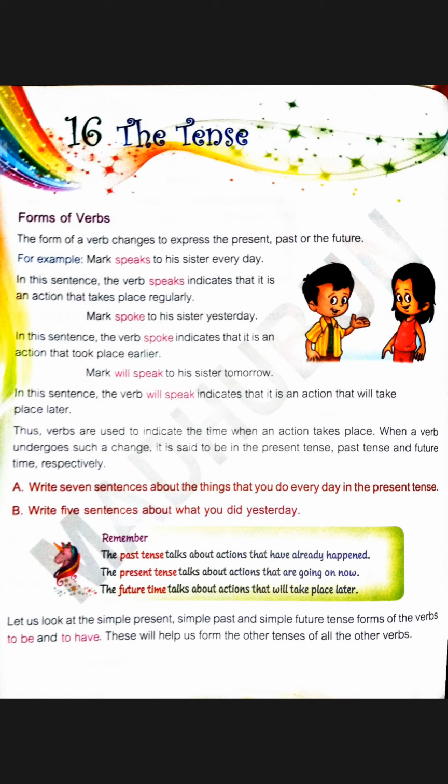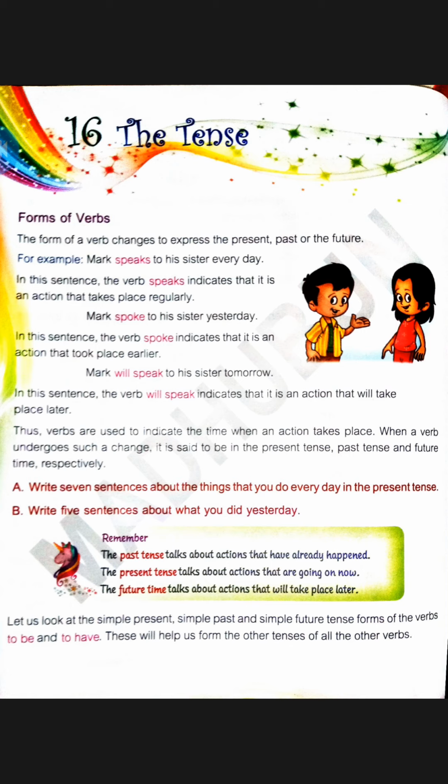The form of a verb changes to express the present, past, or the future. Tense is always used with a verb, and the form of a verb changes to express the present tense, past tense, or the future tense. Clear? For example, Mark speaks to his sister every day. In this sentence, the verb speaks indicates that it is an action that takes place regularly.